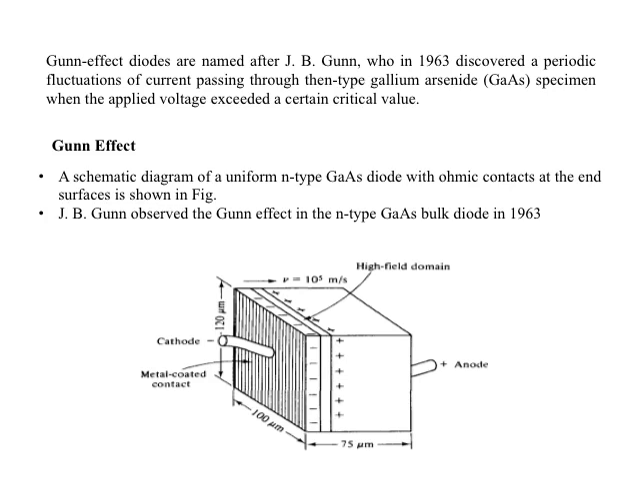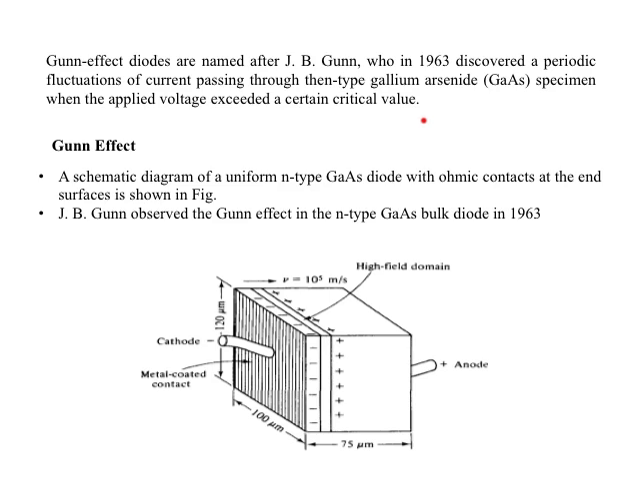These Gunn diodes are actually named after a person named J.B. Gunn, who invented them in 1963. He discovered periodic fluctuations of current which passed through an n-type gallium arsenide specimen when the applied voltage exceeded a certain critical value.